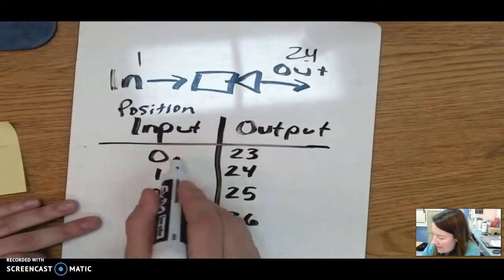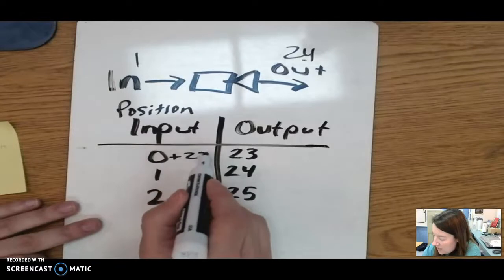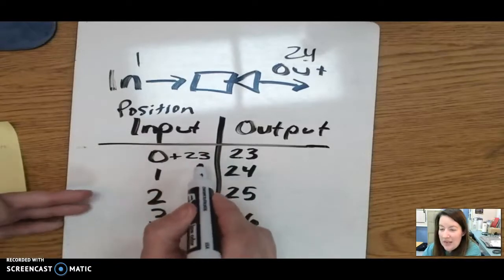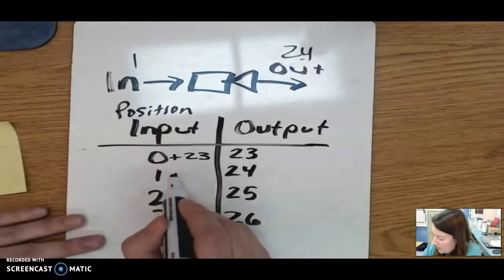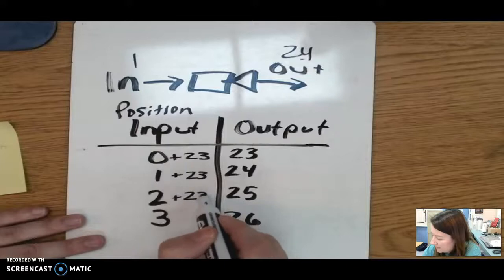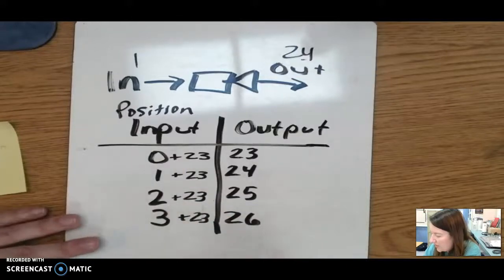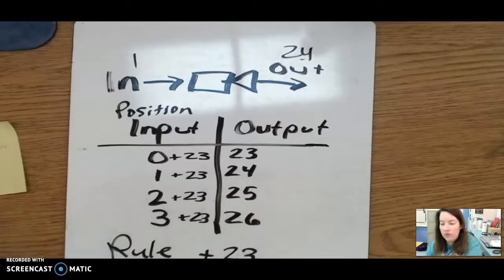So if I'm starting at 0, there's only one thing I can do to get to 23, and that's to add 23. Because if I multiply anything times 0, I would still get 0, so that wouldn't have worked. So let's see if plus 23 works for all of these. So far, yes, it has. Plus 23 is working, so the rule for this problem is a plus 23 rule.